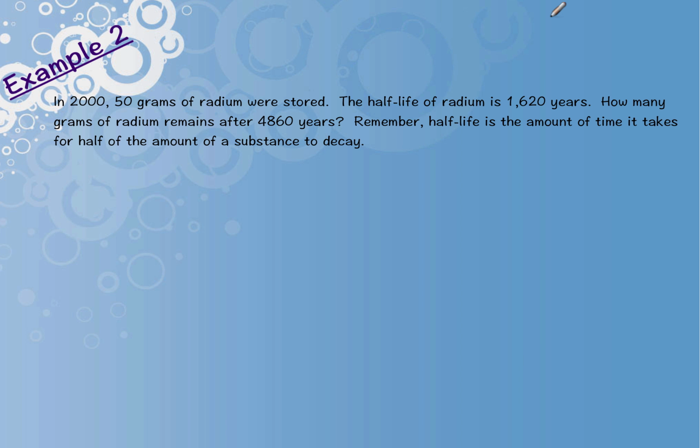All right, example 2. In the year 2000, 50 grams of radium were stored. The half-life of radium is 1,620 years. How many grams of radium remain after 4,860 years? Okay, half-life, and a lot of you don't know this yet because you haven't taken chemistry, is the amount of time it takes for half of a substance to decay.